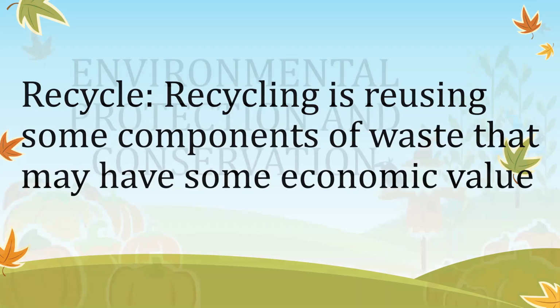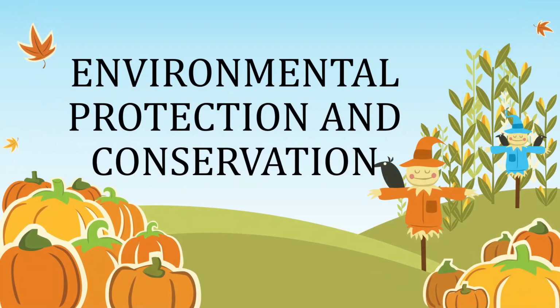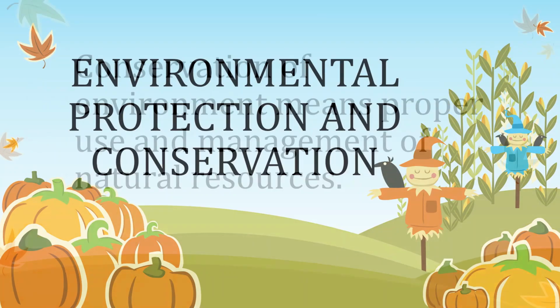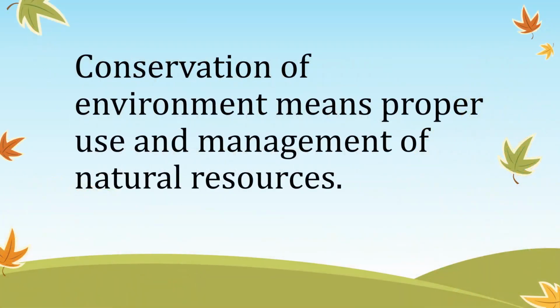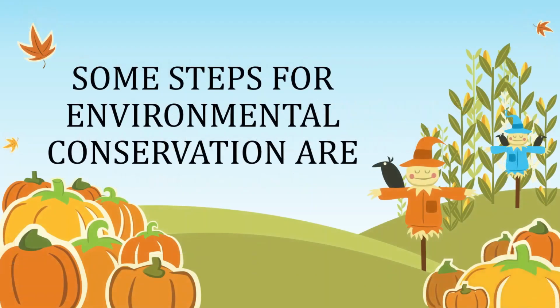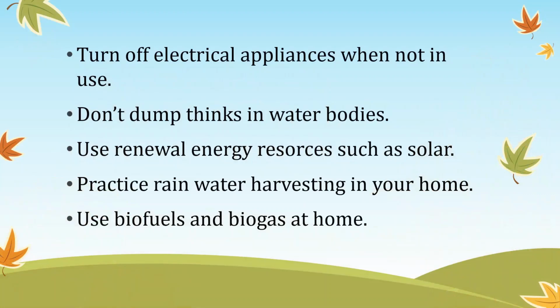Now, environmental protection and conservation. Conservation of environment means proper use and management of natural resources. Some steps for environmental conservation are: first, turn off electrical appliances when not in use. Most of you may switch on a fan and lights when you are in the room and you just forget to switch it off and leave. You must remember to turn off electrical appliances when not in use.